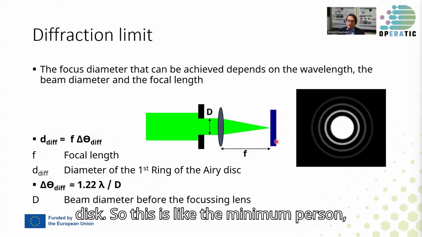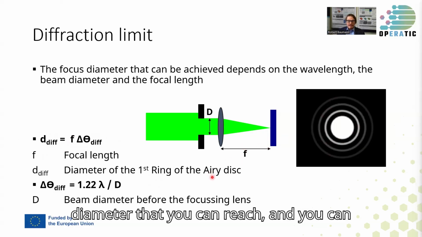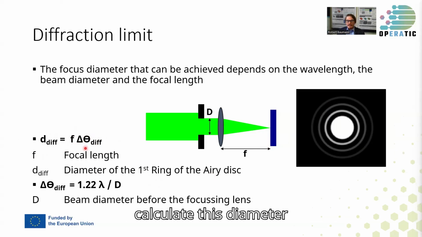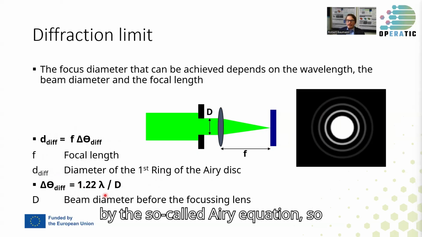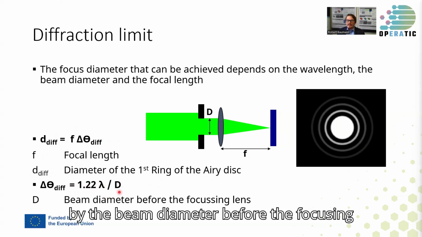So this is the minimum possible diameter that you can reach, and you can calculate this diameter by the so-called Airy equation. So 1.22 times the wavelength divided by the beam diameter before the focusing lens.